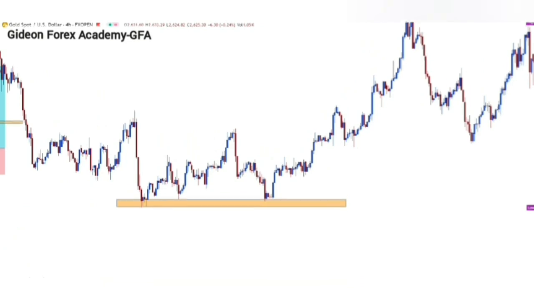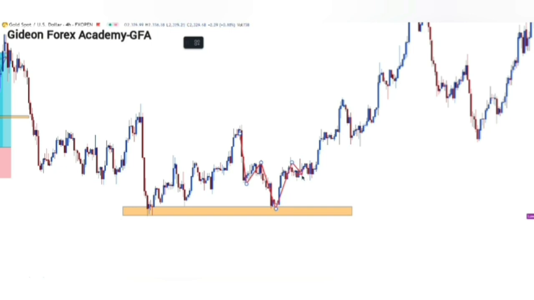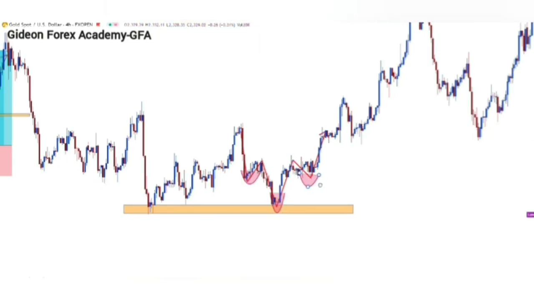At this support level we have an inverse head and shoulder pattern. It doesn't have to be picture perfect, guys. You can see right there, this is another shoulder, this is the head, and that would be the other shoulder right there. We are just waiting for a breakout of the neckline up here before we can consider that buy.